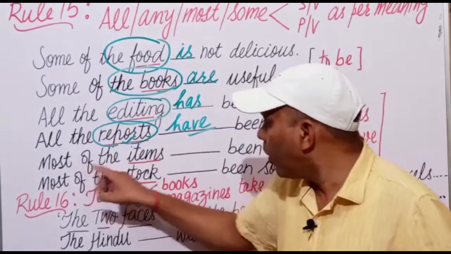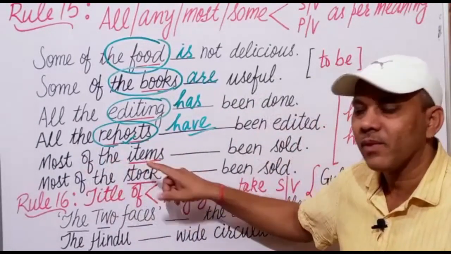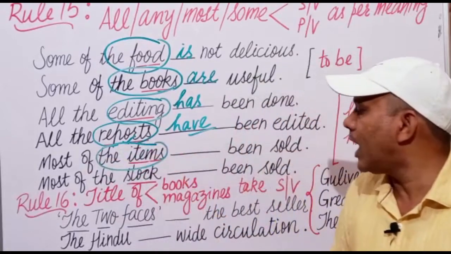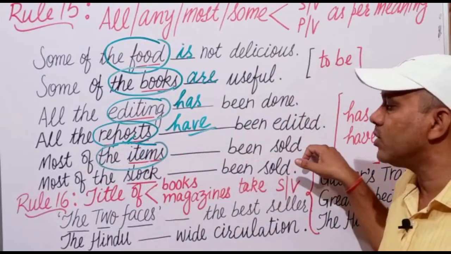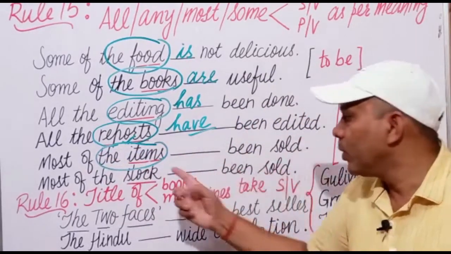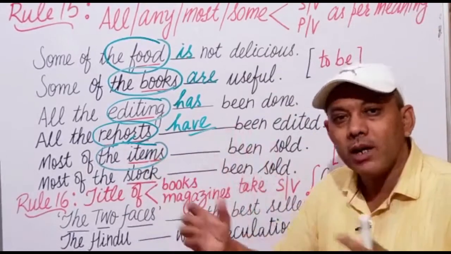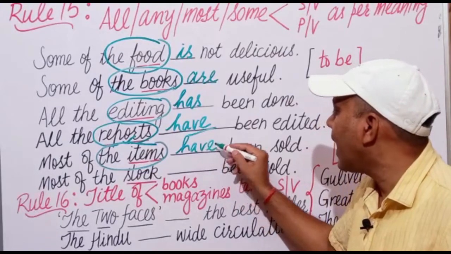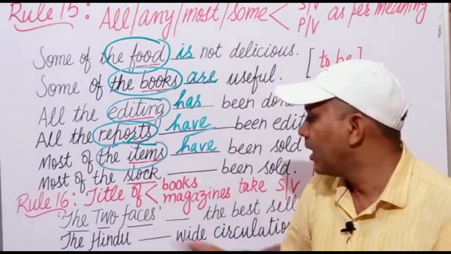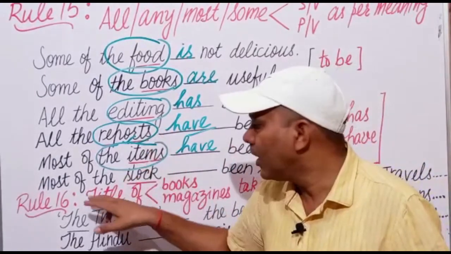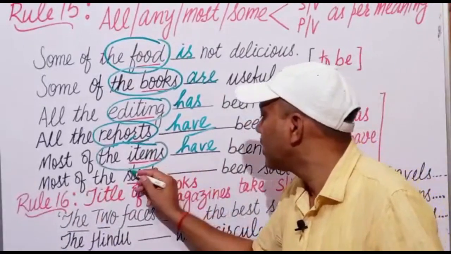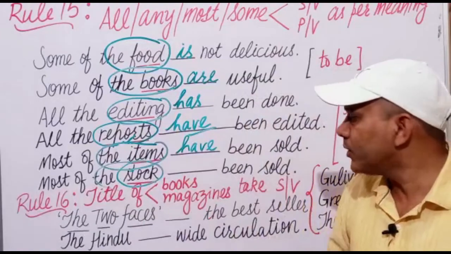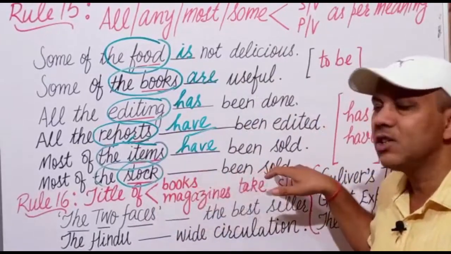Next is most of the items. Here, items, as we know, is a plural noun. Most of the items dash been sold means plural noun, plural verb: have been sold. Most of the items have been sold. But in the next sentence, most of the stock. Stock is a singular noun, the stock. Most of the stock dash been sold.